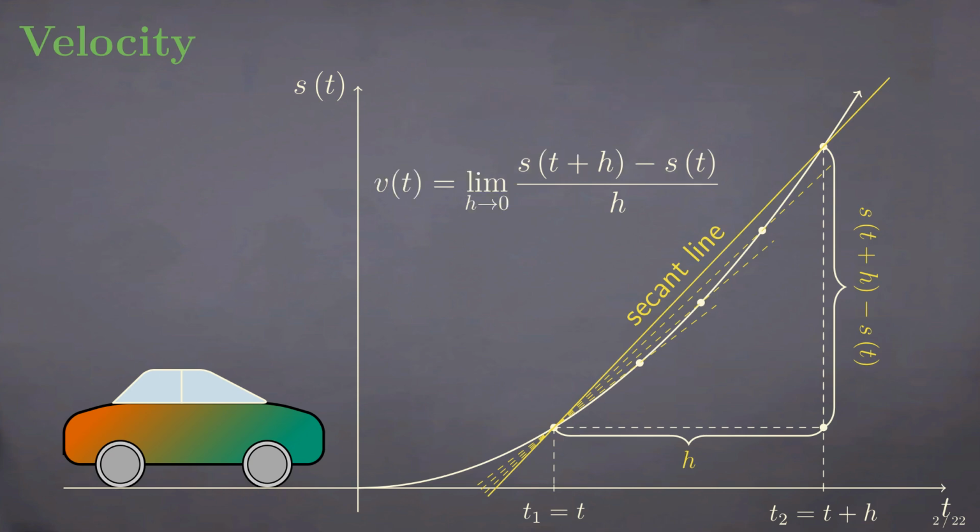Now we can define the speed of the car at the time t, v(t), as the limit of the difference quotient (s(t+h) minus s(t)) over h when h tends to 0.